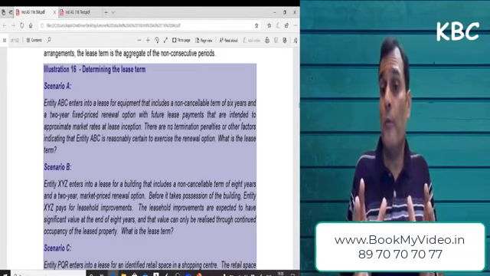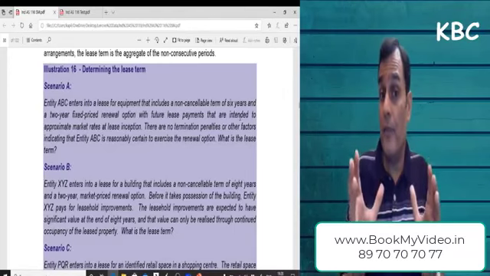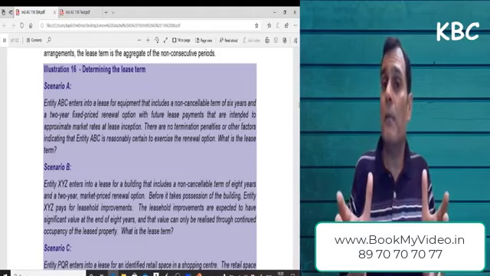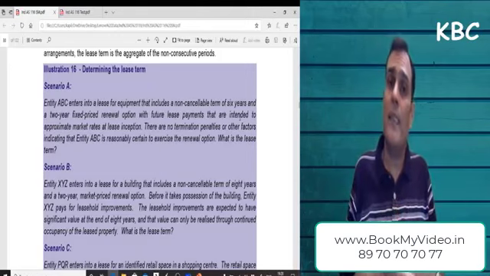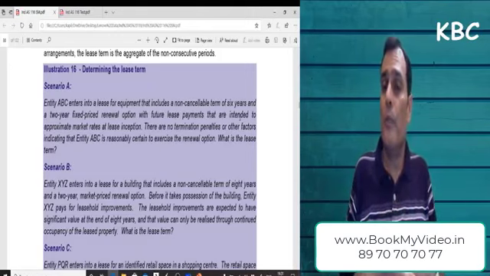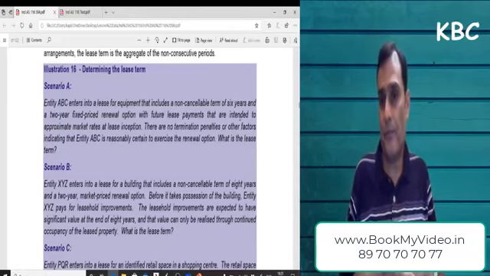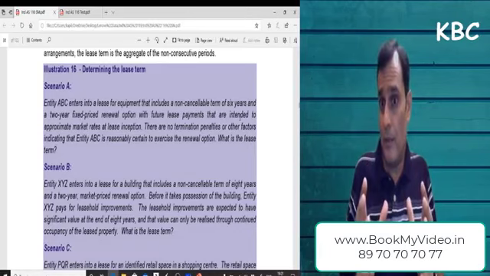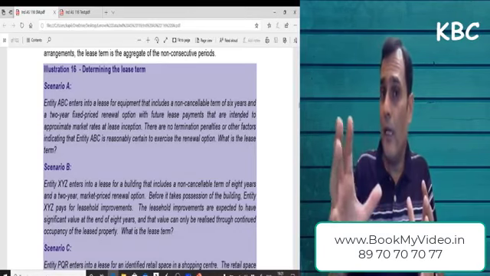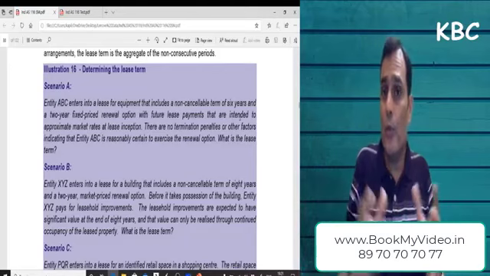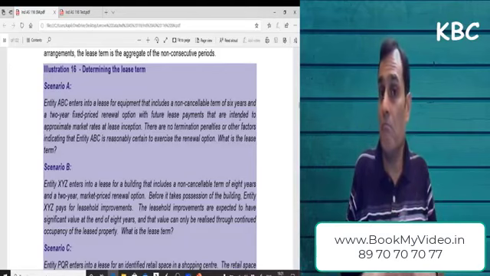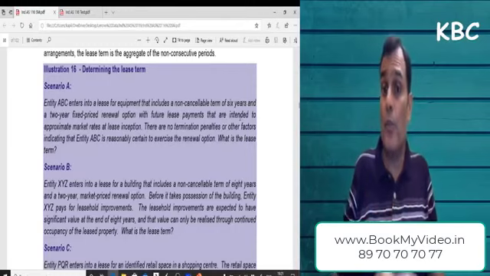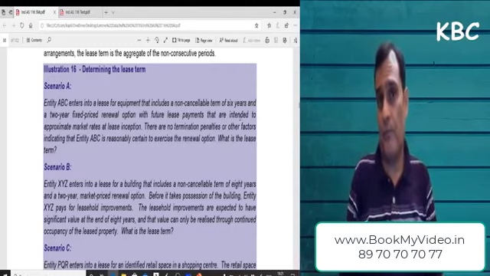The leasehold improvements are expected to have a significant value at the end of 8 years. Your non-cancelable period is 8 years, and by the end of 8 years, he says the leasehold improvements will have a significant value, and that value can only be realized because if you leave the building after 8 years, then all those leasehold improvements are simply scrapped to you. He says it can be realized through continued occupancy.